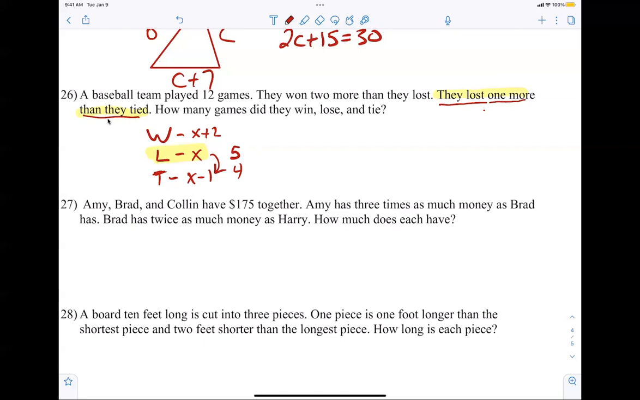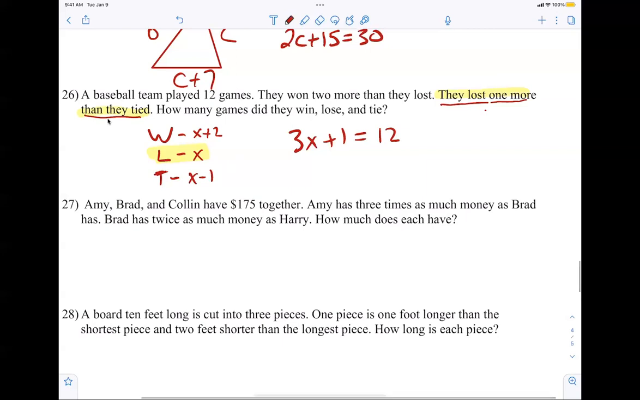Okay, now finish it. You would combine them. And how would I combine them? How many X's? It's 3X plus 1. Yes, equals 12. Yes. There you go. That's perfect. That was hard, guys. If you can do this part, the losses and the ties, you're in good shape.